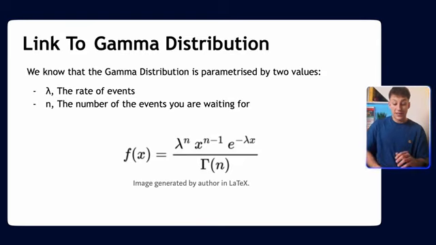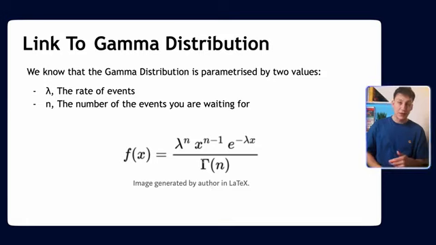The gamma distribution looks like this. Again, I've done a previous video on it, but it's parameterized with two things: lambda, which is the rate of events, which comes from a Poisson distribution. Again, I've done a video on that, so make sure you check that out. I won't spend too much time on it here. And n, which is the number of events we expect to happen. So lambda is the mean rate of events, how many we expect, and n is the value of what we're waiting for. And so this is what it looks like.